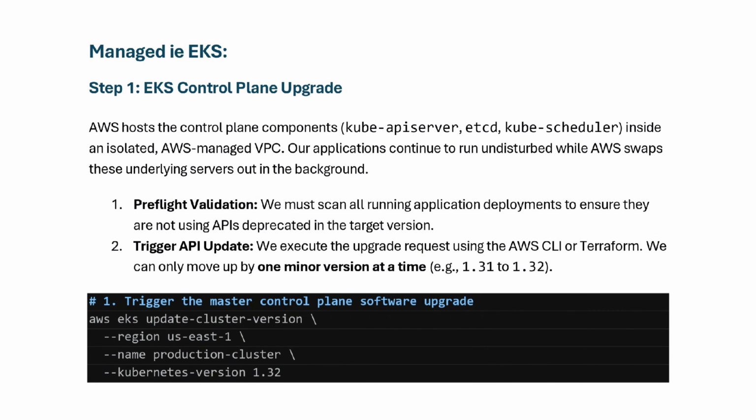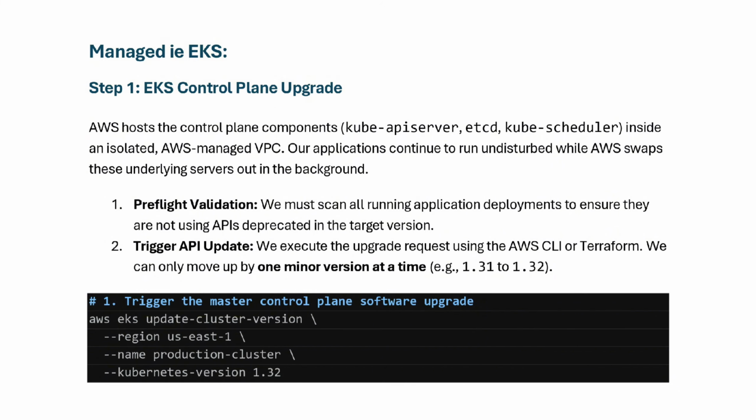So AWS is a cloud provider and it hosts the control plane components, that is kube-apiserver, etcd, kube-scheduler, inside an isolated AWS-managed virtual private cloud, that is VPC, and our applications continue to run undisturbed while AWS does the heavy lifting of swapping these underlying servers out in the background.